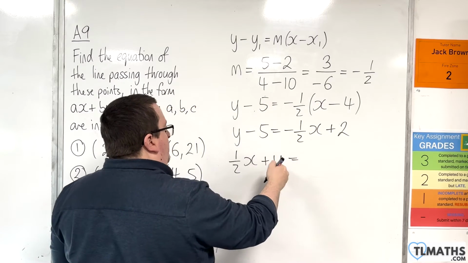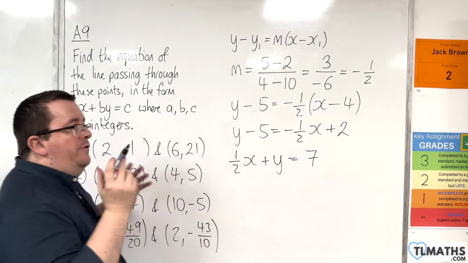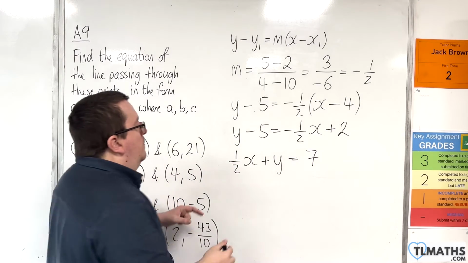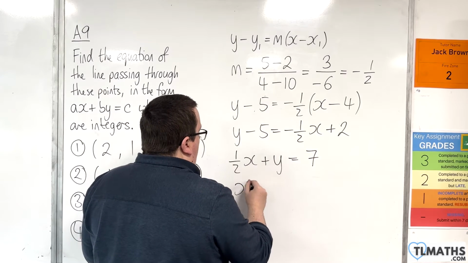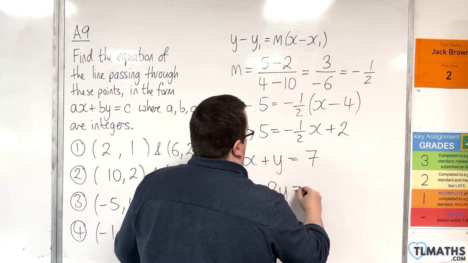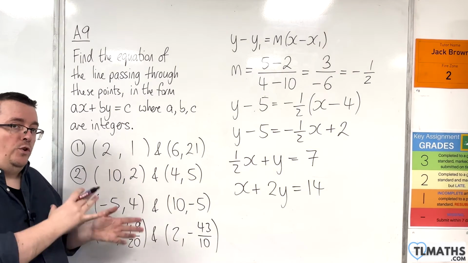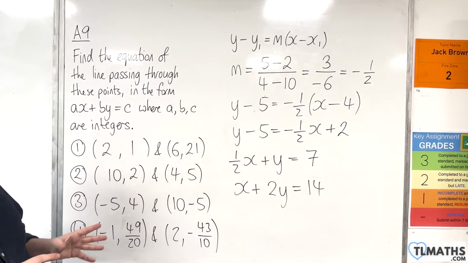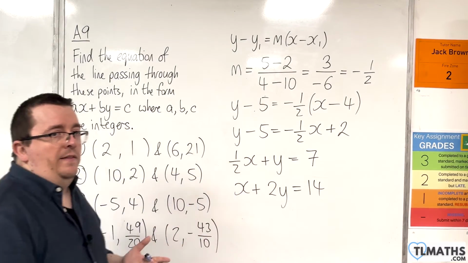Keep the y where it is. Add the 5 to the other side. And then get rid of the fraction by multiplying through by 2. So you're going to get x plus 2y equals 14. Okay, it's really up to you, whichever you feel more comfortable doing, and as you practice you may find you prefer one over the other.